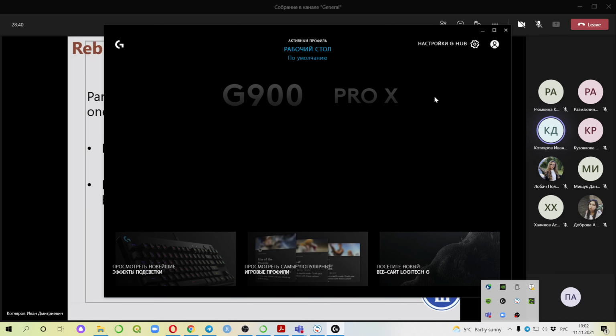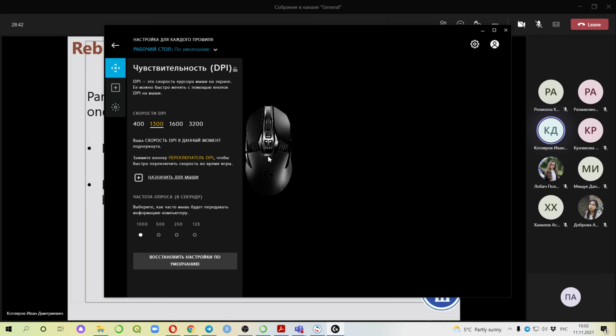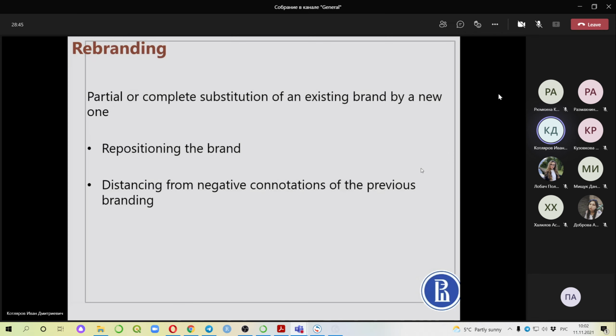Let's continue. Now we can go to a very interesting situation, the situation of rebranding. It is a situation of partial or complete substitution of an existing brand by a new one. So we either change some elements of our existing brand by introducing new elements, or we completely substitute our existing brand by a completely new brand. This tool is used, first of all, for repositioning of the brand.